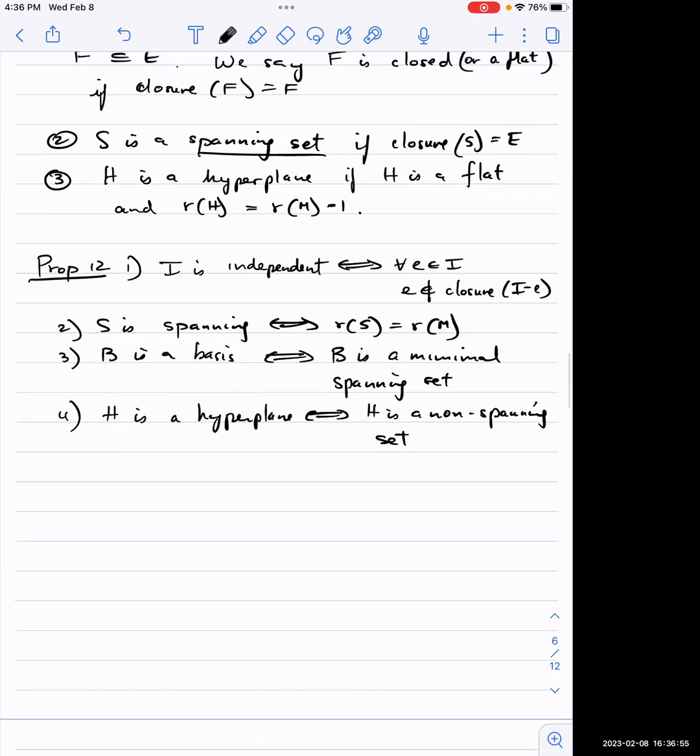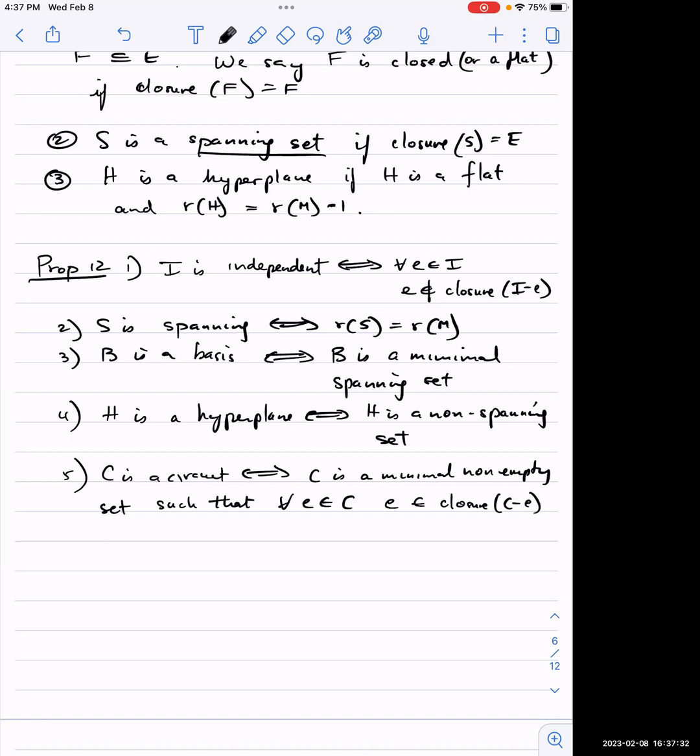And a circuit is, sees a circuit if and only if C is a minimal non-empty set such that for every E in C, every element of C, E is in the closure of C minus E.